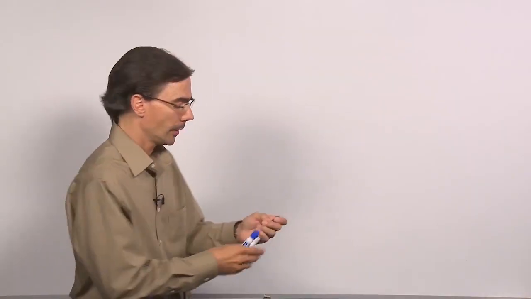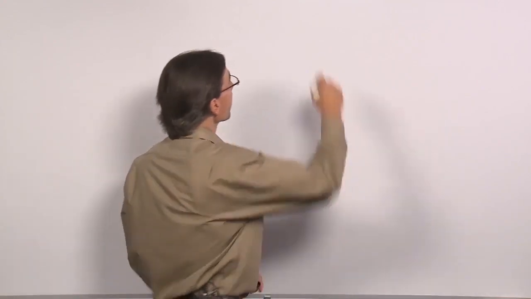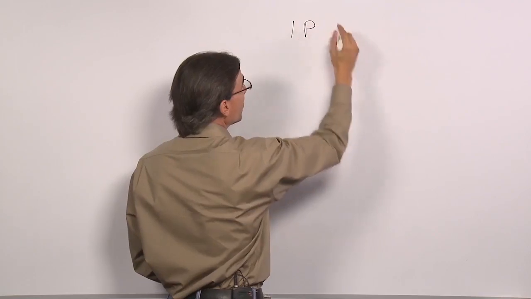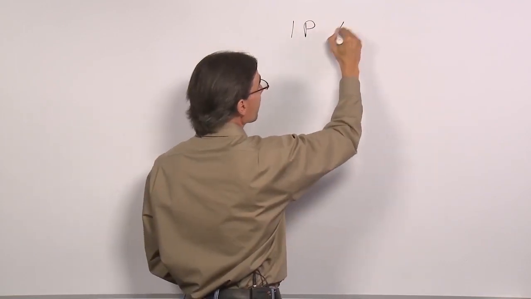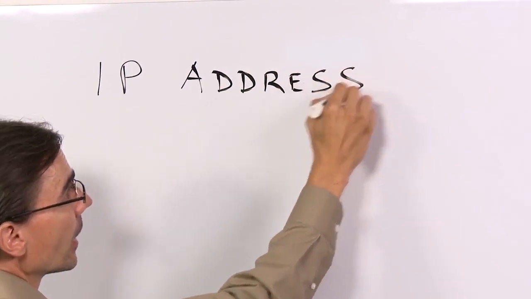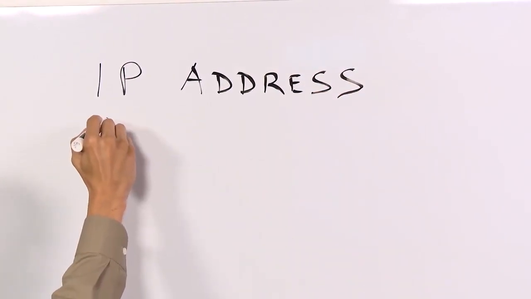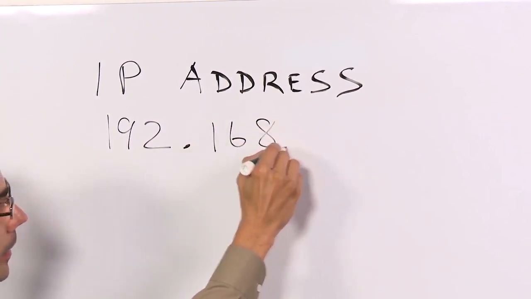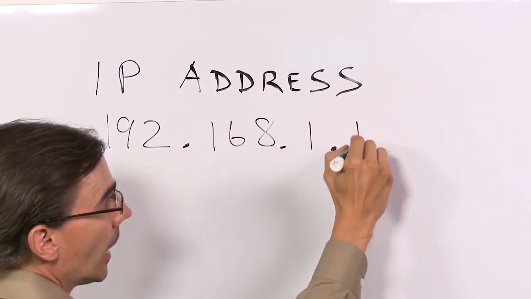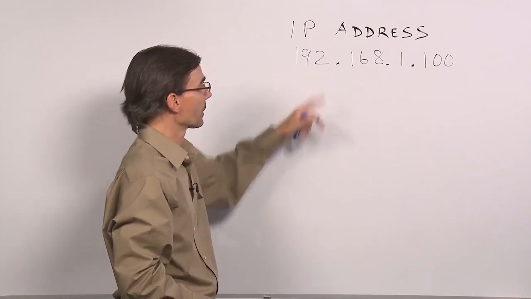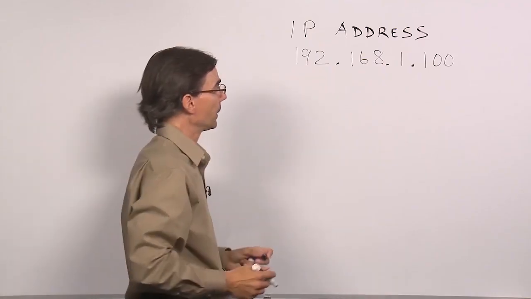Okay, next on the list, let's talk about subnet masks. The subnet mask is something you're going to use in conjunction with an IP address. And we'll use IP version 4 addresses for our example. So let's say we have an IP address 192.168.1.100, just as an example. That's our IP version 4 32-bit IP address.